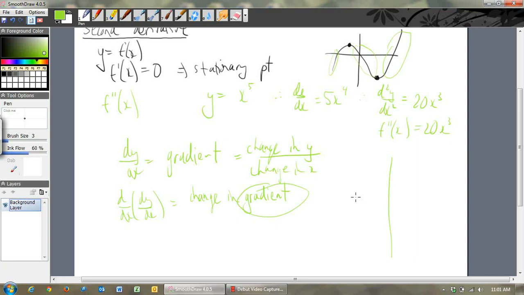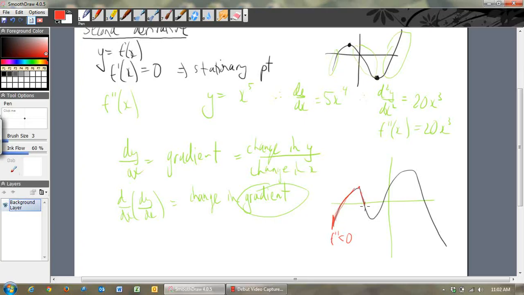If we draw another graph, what is happening to the graph? I'll draw a similar sort of graph like that, and I'll go to a red pen and have a look. What's happening to the gradient here? Well, the gradient's really steep here, but it's getting less and less steep as it goes up to here. So here, the second derivative will be less than 0. In other words, it's getting smaller and smaller. It gets to this point here, and it turns around.